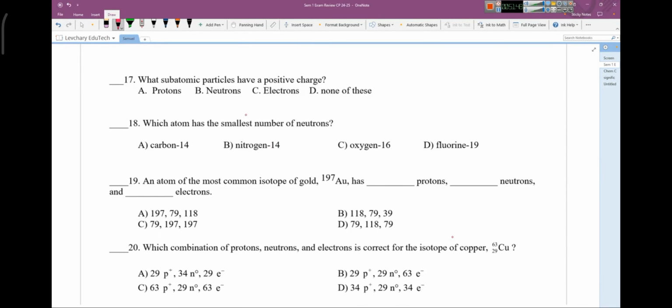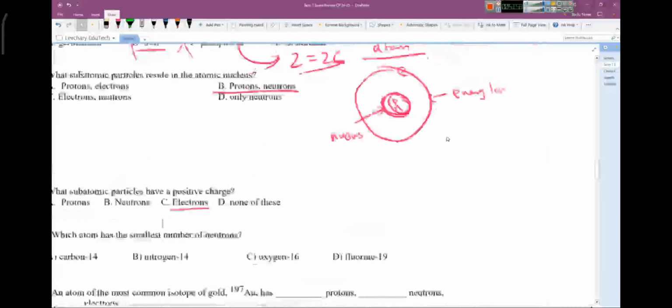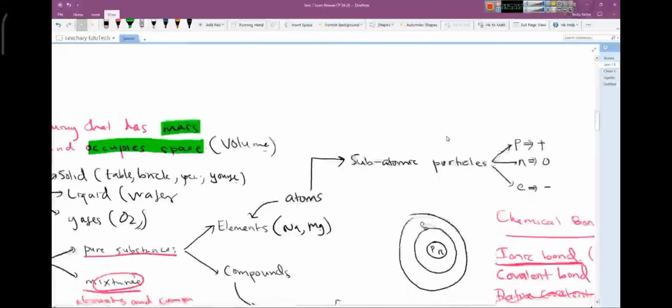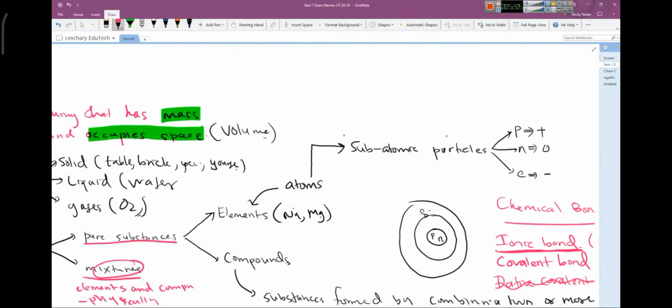What's the answer? The electrons. Electrons, positive charge. Oh no, electrons are the negative charge. It should be proton, right? So I already explained here, right? So we have subatomic particles, right?